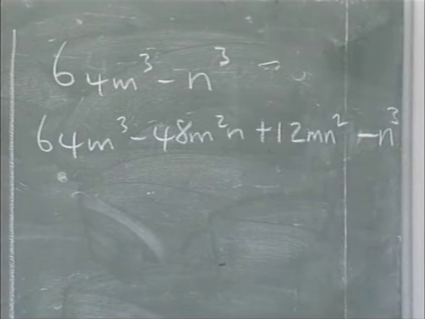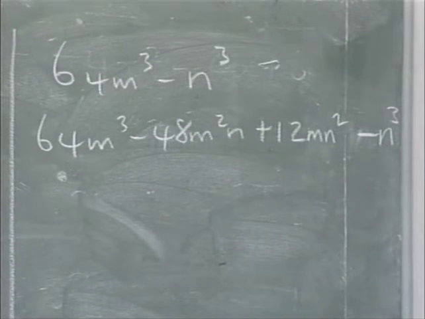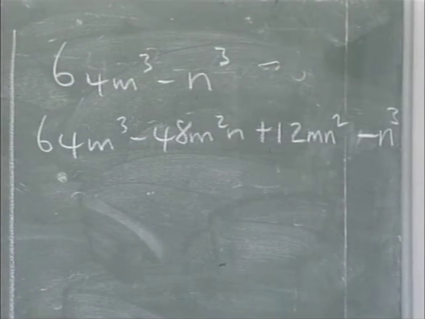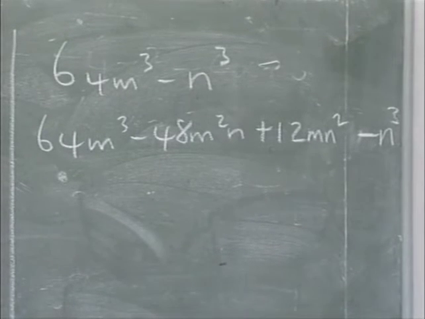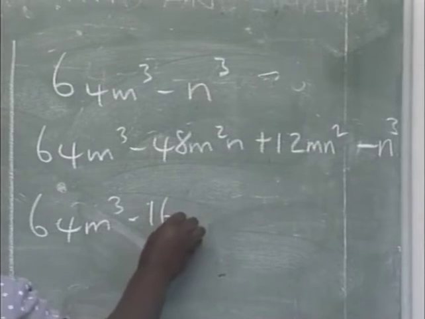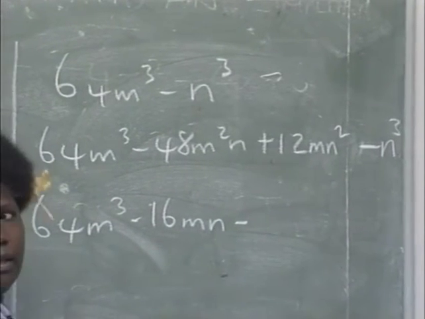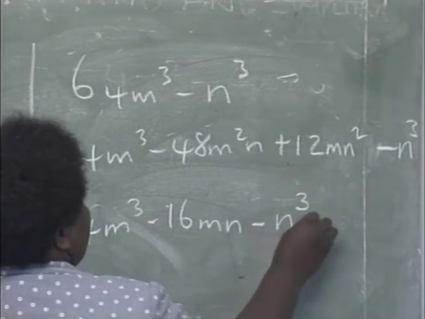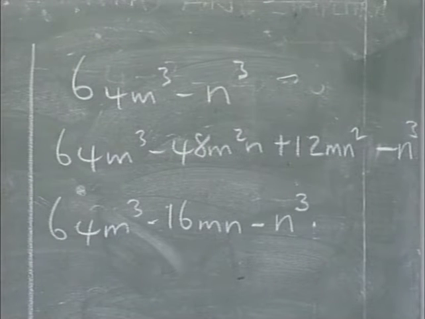Lester, same as Pondrele's. Siegfried, is yours different? Okay, give us your answer. M cubed minus 16mn minus n cubed. Minus n cubed. Is there any more answers that are different? No? Okay, we'll have a look at these 3 answers to see which one is correct.